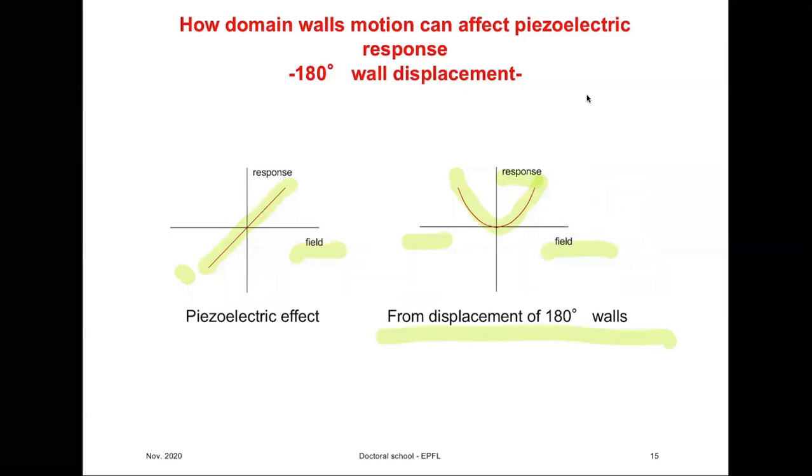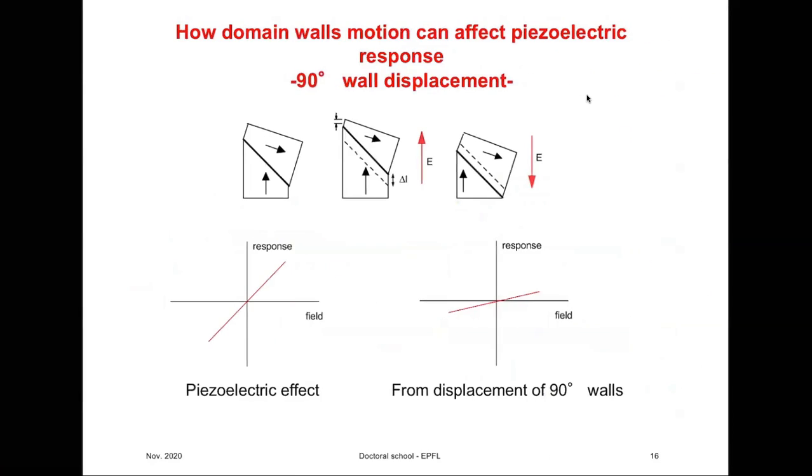What is this? Well, if you remember previously when we were discussing higher order terms, this looks just like electrostriction. So it looks as though displacement of 180-degree domain walls would in fact contribute to the electrostrictive effect. Now let's see 90-degree domain walls. What happens there?